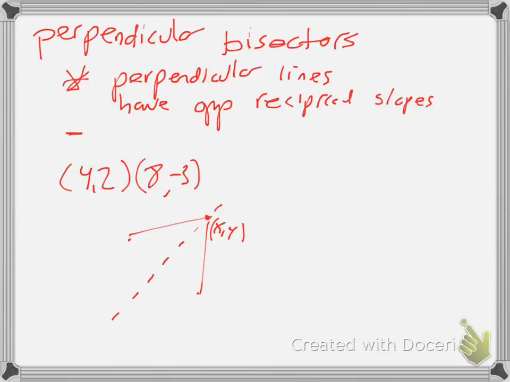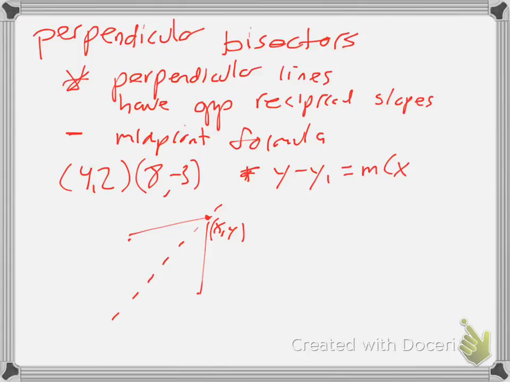If it's going to bisect it, it means it's going to cut it in half. You need the point in the middle, and so we use the midpoint formula. And then the very last step you use is y minus y1 equals m times x minus x1. Once you've got the new slope and the midpoint, that's the point and the slope you plug into the formula.